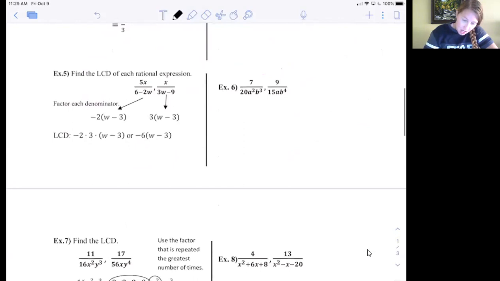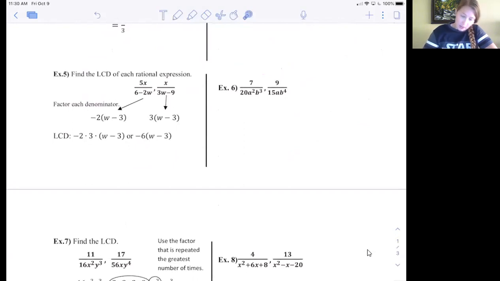Okay, so now they're going into what happens if the denominators aren't the same. Before they actually add and subtract fractions, what they're asking you to do is find the LCD, the least common denominator, of each fraction. So right here, what they're doing is for 6 minus 2w.